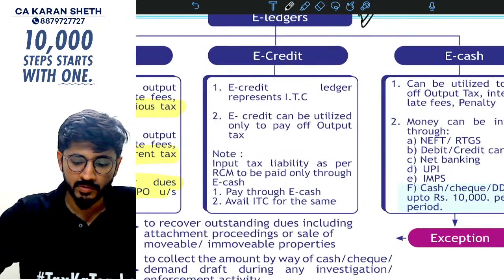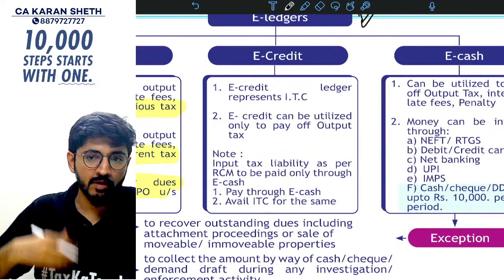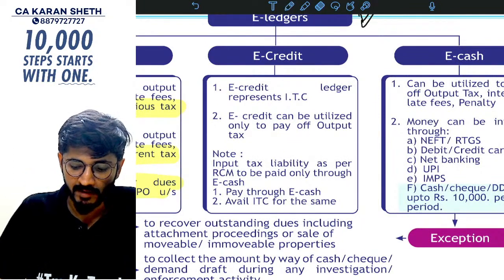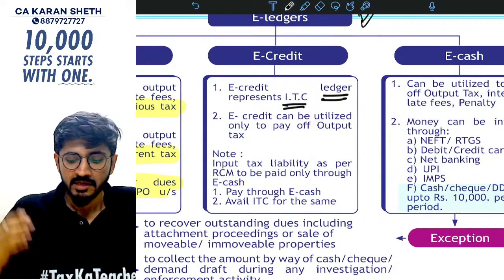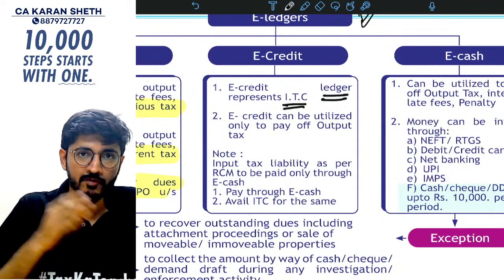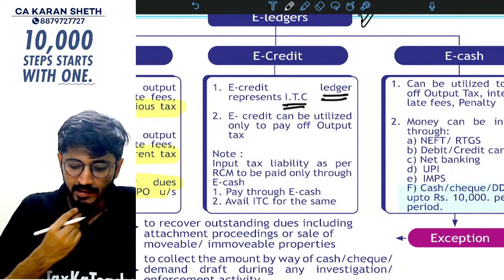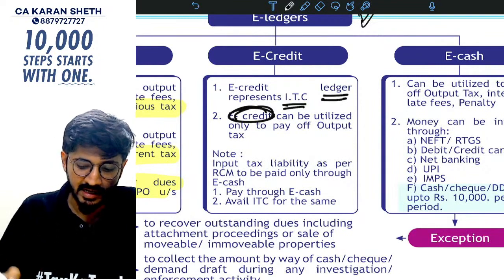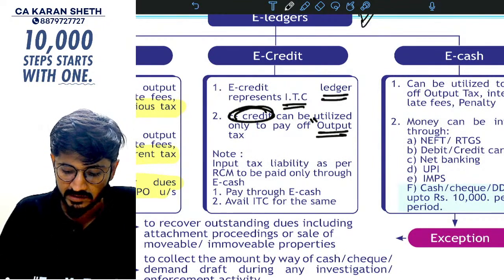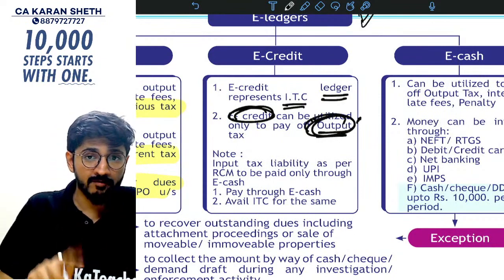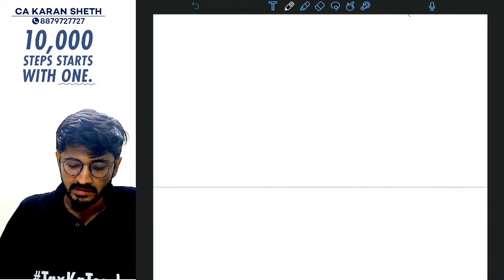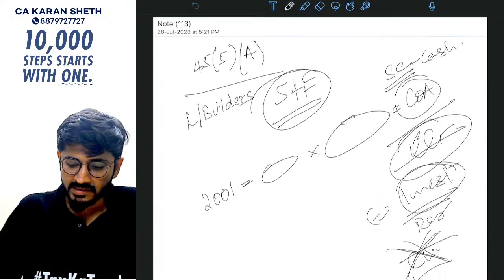Next is with respect to e-credit. So understand, for paying off liability you need an asset, and here you will have ITC. So you can use the ITC to pay off your output tax, right? But understand that you can use ITC, that is e-credit, only to pay off output tax. Only to pay off output tax. So my question is, understand one thing.